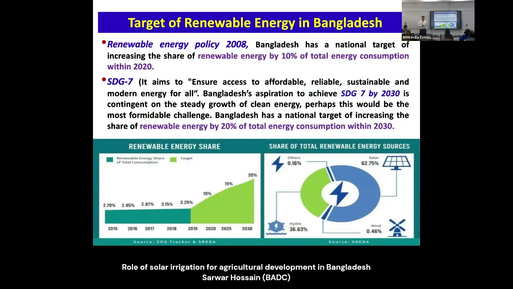We have the target of the renewable energy policy 2008. Bangladesh has a national target of increasing the share of renewable energy to 10%. We did not achieve it in 2020, but we hope to achieve in 2030 a 20% share of renewable energy in total energy consumption.